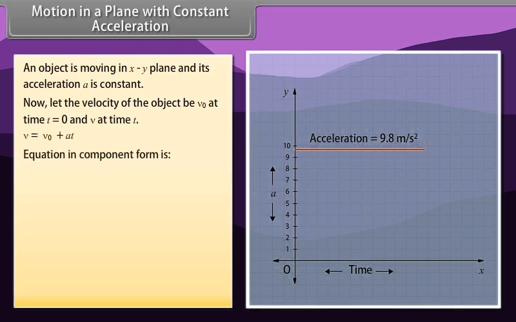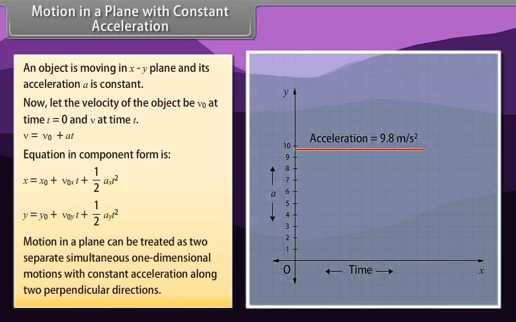This is the equation in component form. We conclude that motion in a plane can be treated as two separate simultaneous one-dimensional motions with constant acceleration along two perpendicular directions. These results are also valid for three-dimensional motion.